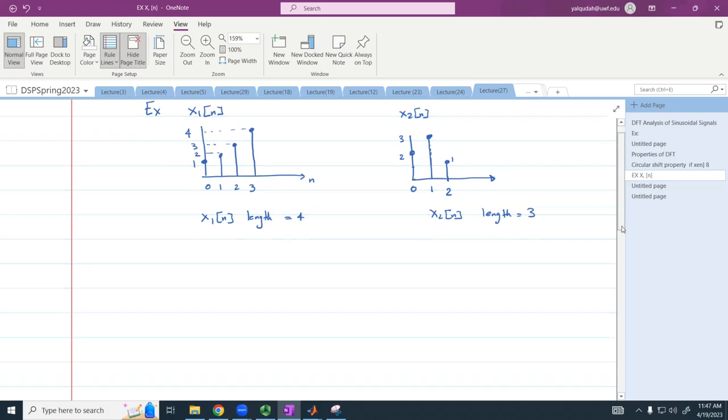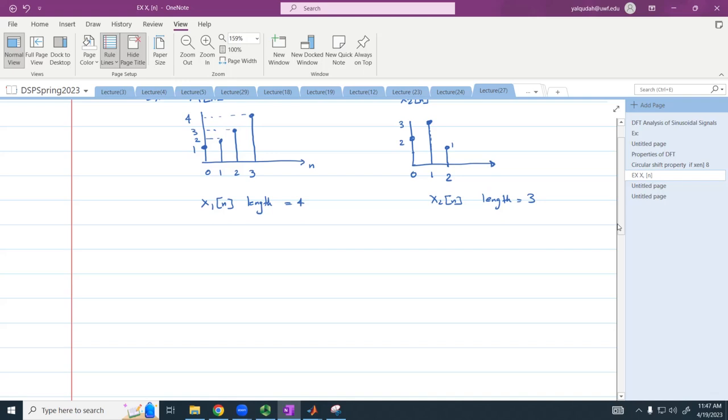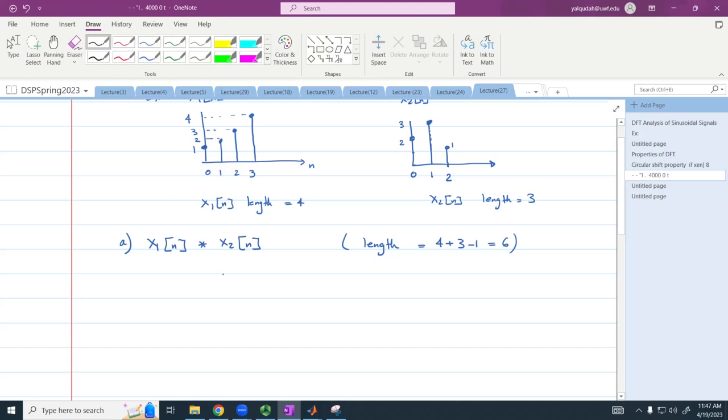So we're going to do both linear convolution and circular convolution. First we're going to calculate x1 of n linear convolution with x2 of n. How do we do the convolution? Anybody still remember? We can do a table, but we can even do something better than a table. We calculate how long the output sequence is going to be, which is the length n1 plus n2 minus 1.